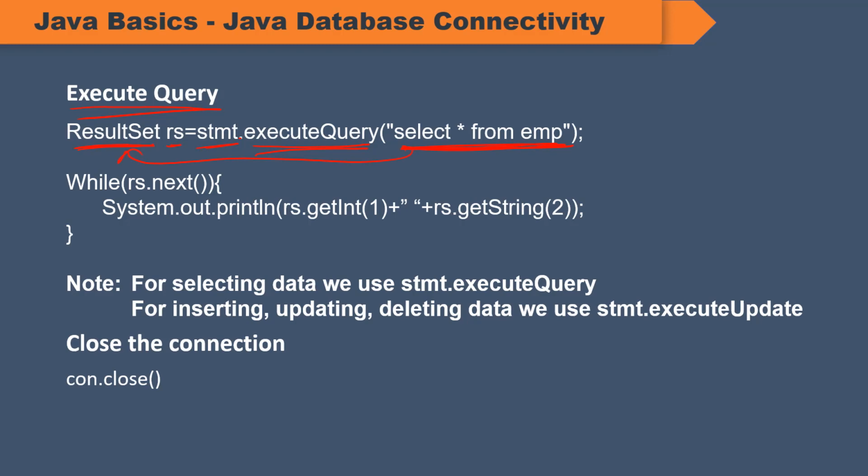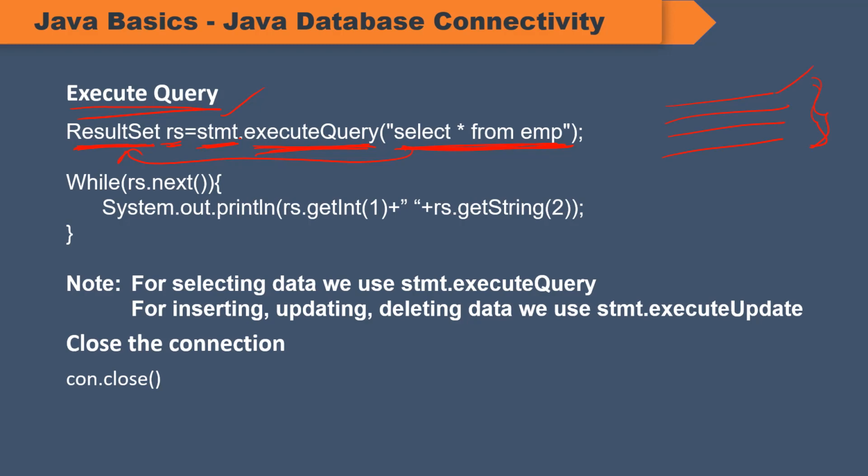So we have to create an object of the ResultSet here. ResultSet rs is equal to stmt, the statement object that we have created in the previous step, dot executeQuery method, and then we will use select star from employee. Okay, and this will return a lot of results actually. Let's say I have 4 rows, so it will return 4 rows.